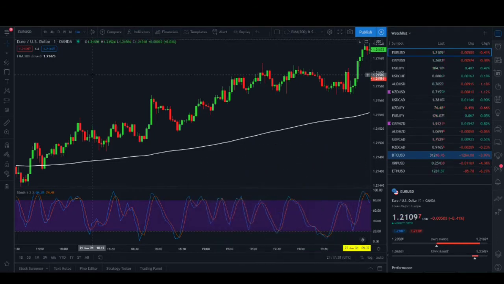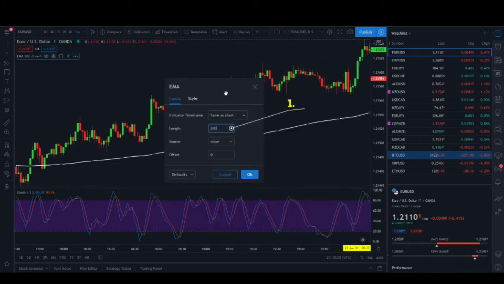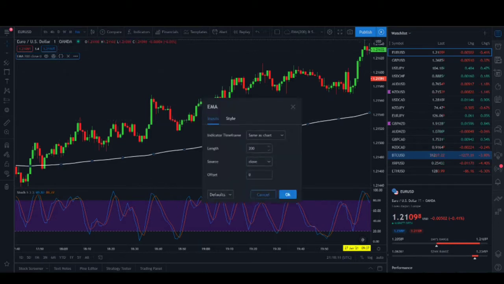As you can see, mine's already on, but for you, all you have to do is go on indicators and type in EMA or exponential moving average, it doesn't matter, and it will be the first one. So just add it on. The default setting for EMA is 9, but all you have to do is press on this button and change it to 200.